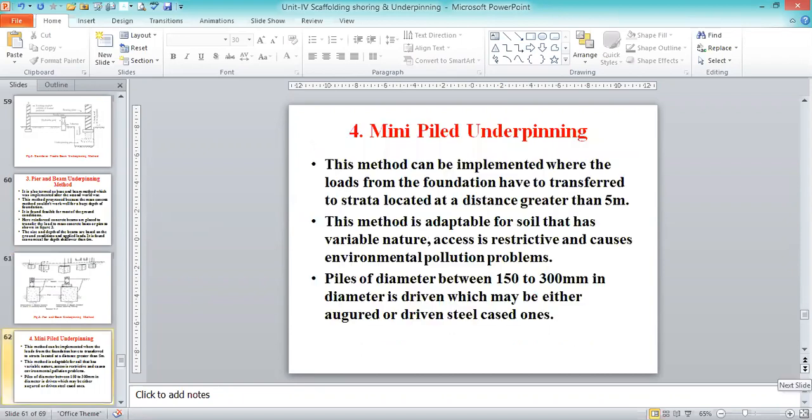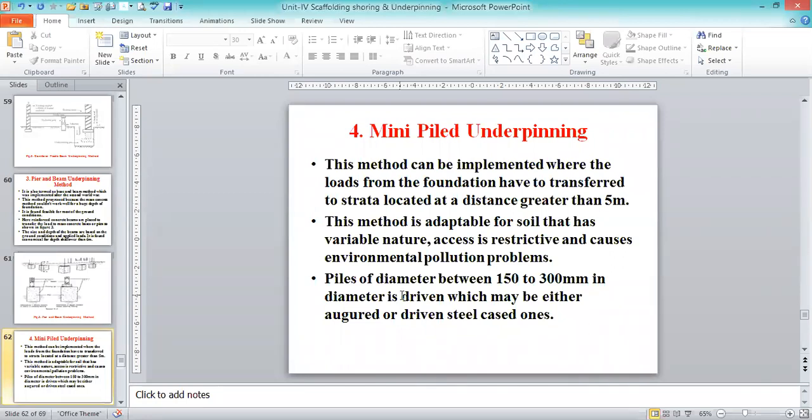Next, mini piled underpinning. This is also similar to the previous case, only for how much depth will be reached. This distance is greater than 5 meters. This method can be implemented where the loads from the foundation have to be transferred to strata located at a distance greater than 5 meters. Depth of the foundation treatment will be restricted to more than 5 meters. Then we are going for mini piles.